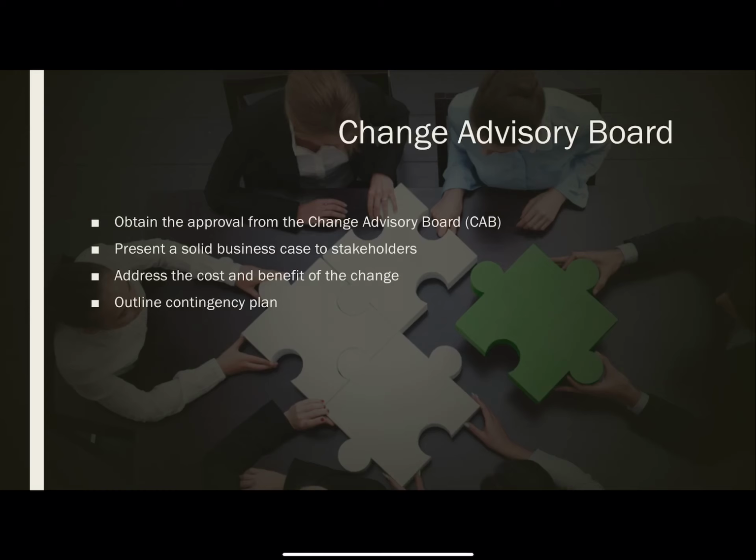Once the RFC is approved, it is submitted to the change advisory board that approves or denies the change request. It is important to obtain the approval from the change advisory board before proceeding. To do this, you must present a solid business case to the stakeholders, address the costs and benefits of the change, and outline a contingency plan if needed.